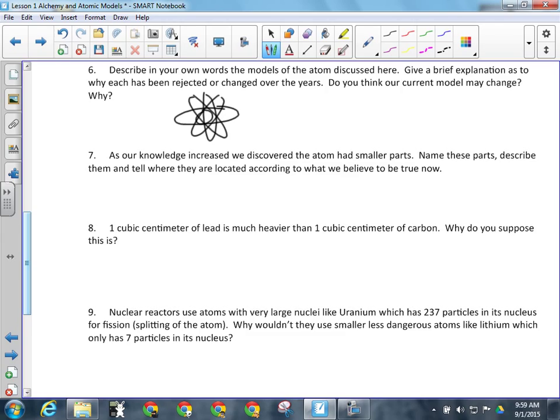Right. From an atomic standpoint, lead atoms are bigger. So if I have a cubic centimeter of both, lead is going to be heavier because its atoms are bigger. But there's also an even easier answer, which has nothing to do with the atom, and that is that lead is more dense. It's all a matter of sometimes the structure of things too. All right.